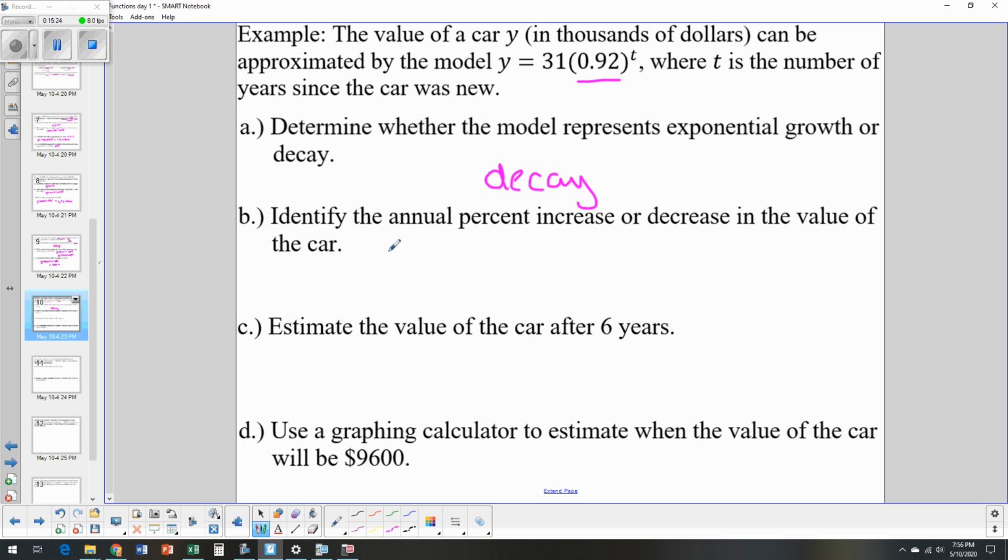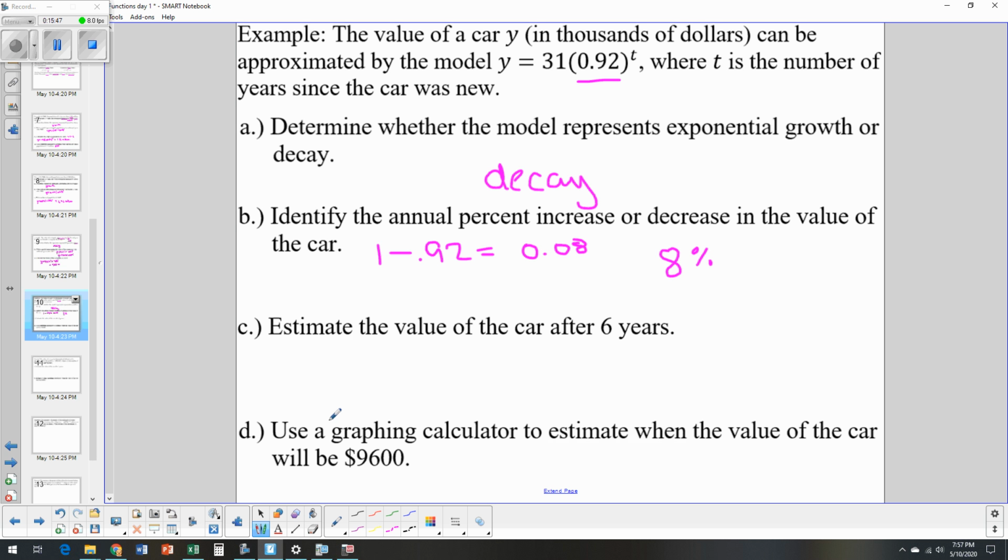So in B, identify the annual percent increase or decrease in the value. So we're looking at how far away from 1 is 0.92. So if I do 1 minus 0.92, I get 0.08. And 0.08 as a percentage, move that over twice, is 8%.